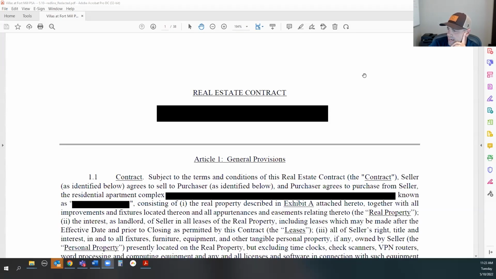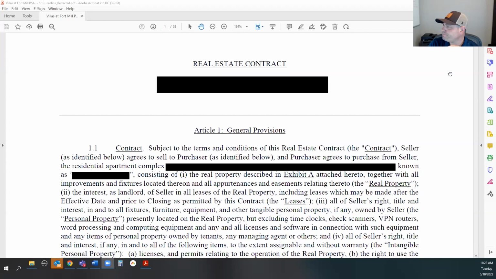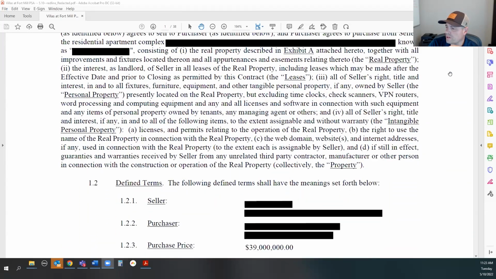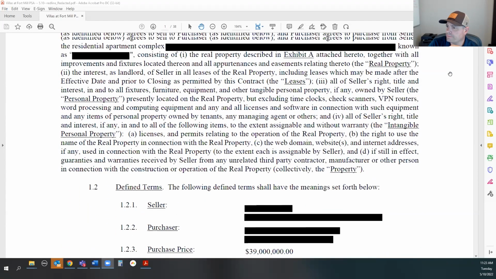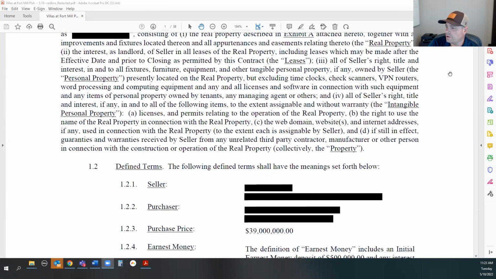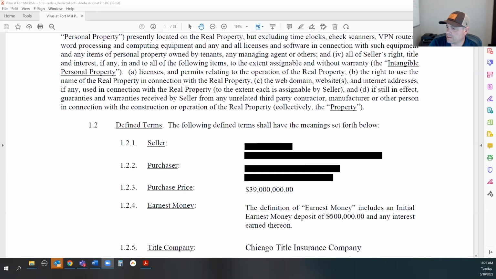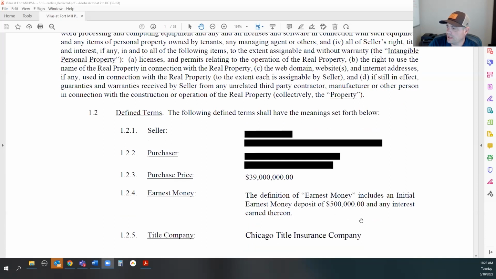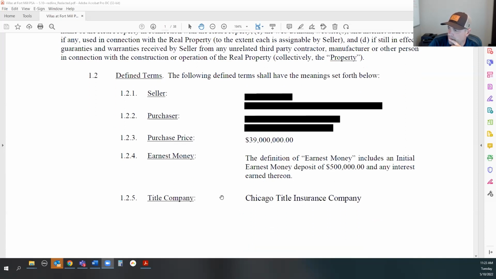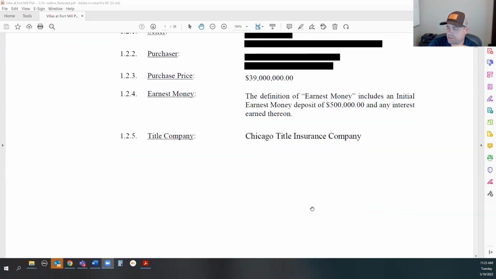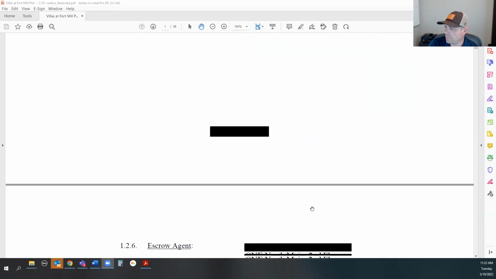So this is actually a deal we're working on right now. And so I've redacted most of it. But you have your basic terms, which we just went over: your seller, purchaser, purchase price, earnest money deposit, and title company. We use Chicago Title. It's just easier because we use the same ones.